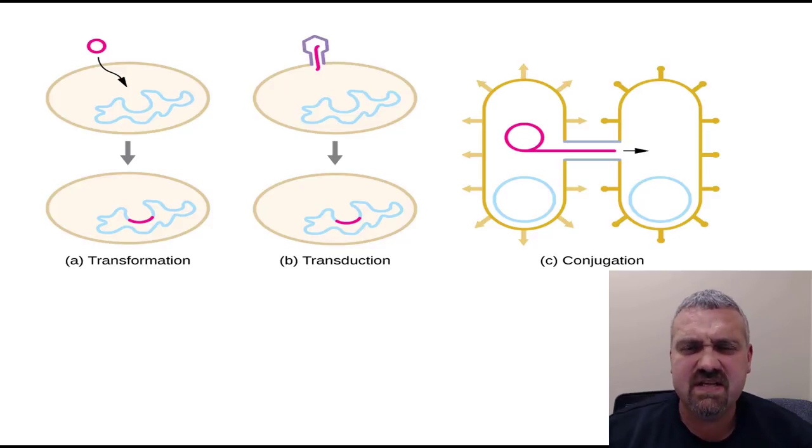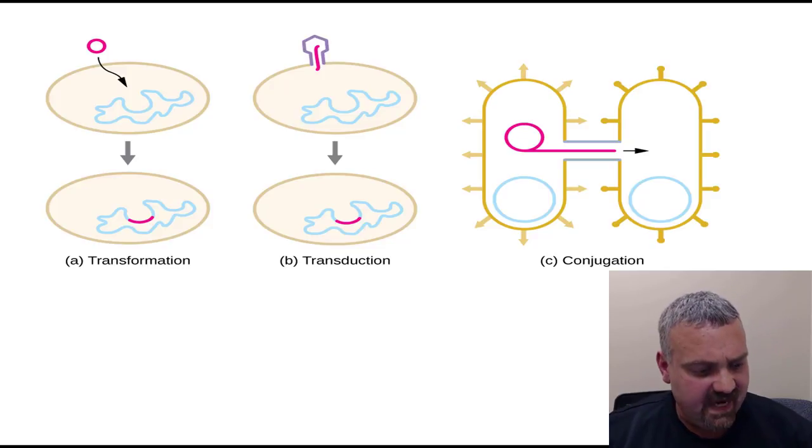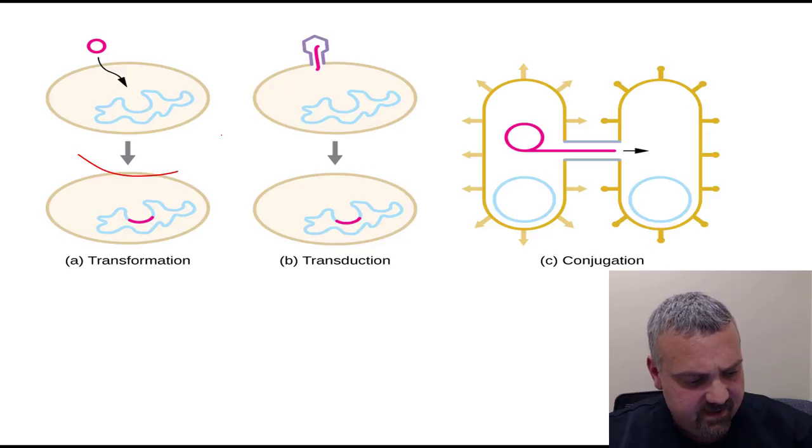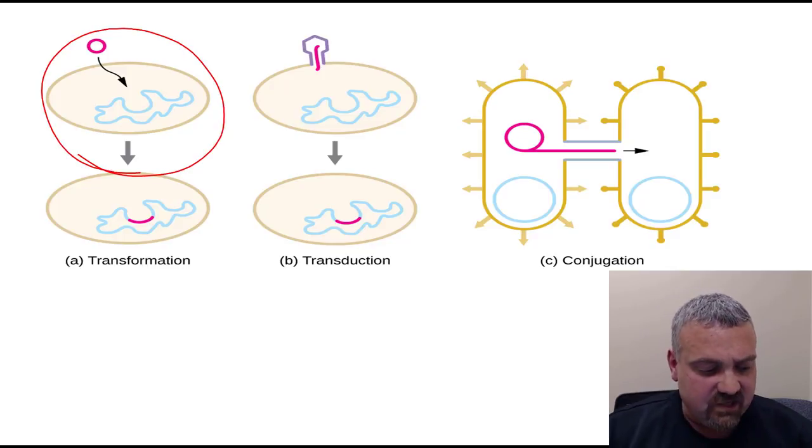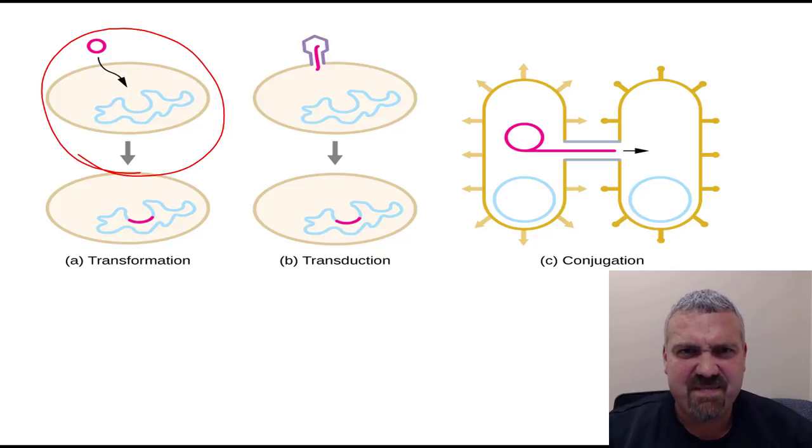I'm going to cover each of these in more detail later. This is just an introduction. But transformation is when DNA is transferred from one organism to another as naked DNA in solution. So this bacteria here in the upper left-hand corner is just going to bump into DNA. Imagine you're swimming in a pool, as gross as this might seem, and there was DNA in that pool. When you bump into it, you can actually take it into your cells and incorporate it into your genome.